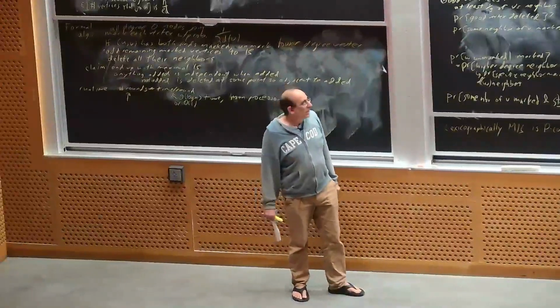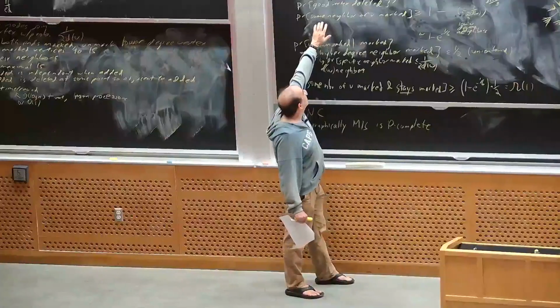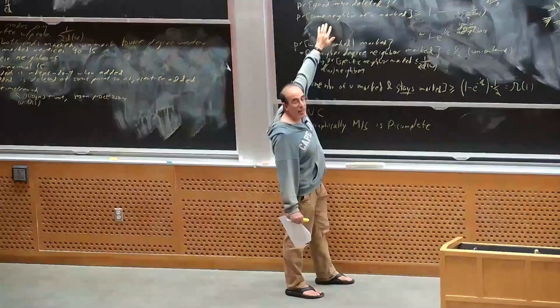Okay. What about the other part? The probability some neighbor of V gets marked.